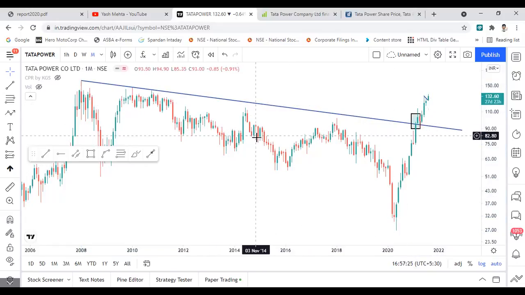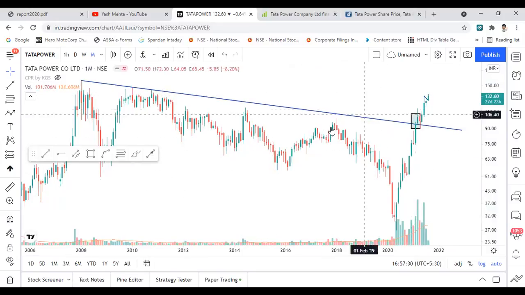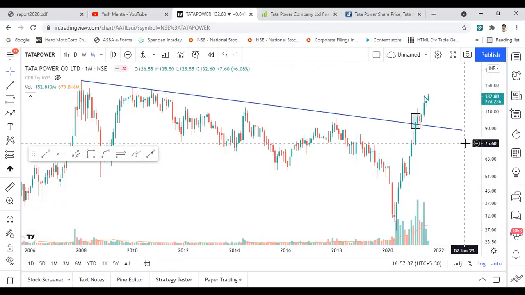So on the monthly time frame chart, the stock has given a good breakout with volumes as well. And the trend has changed in this particular stock. An investor or positional trader can add this stock on dips, particularly at around 110 levels.